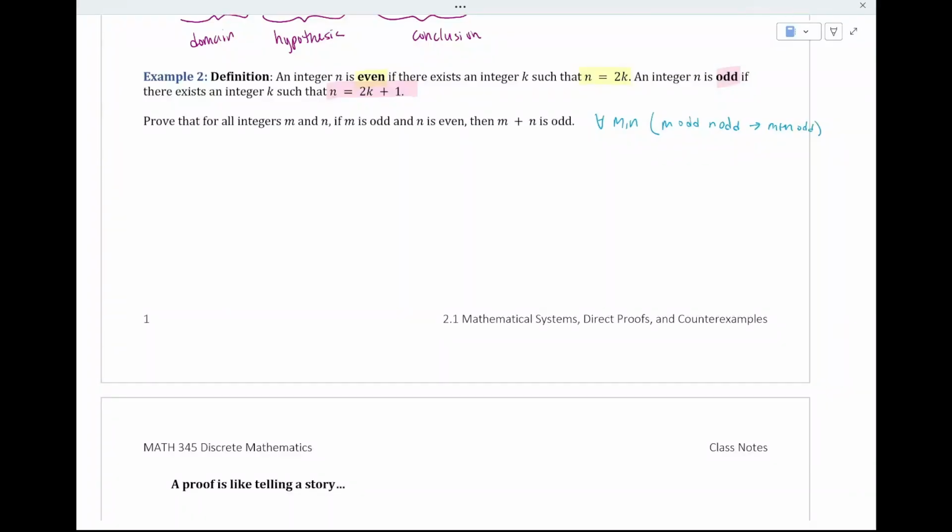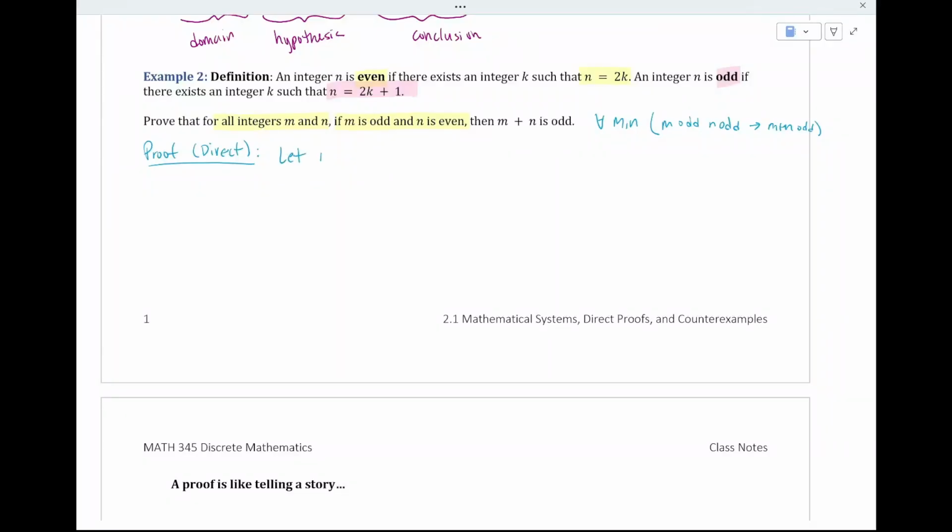So for our proof, I'm going to write, this is a proof. Sometimes in parentheses, I like to write what style of proof I'm doing. We're going to talk about more styles of proof in the next section. So I'm going to write a direct proof here. I'm going to start off by talking about the domain and my hypothesis. So this is the hypothesis: m is odd and n is even. I'm going to talk about that, and then I'm also going to talk about this.